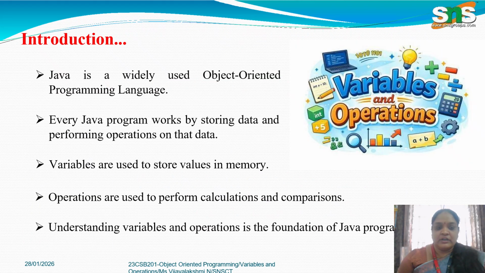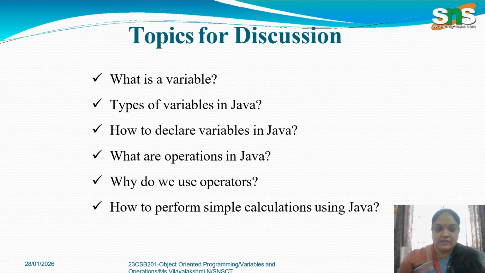The topics we are going to discuss here are: what is a variable, what are the types of variables in Java and how we can declare a variable, what are the operations performed in Java, what is the need of operators in a programming language, and how to perform a simple calculation using Java. Before that, let me recall the previous video, what we have discussed.